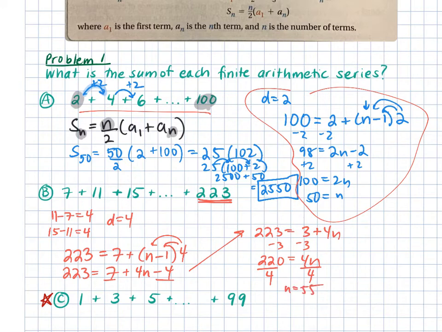So now that we have our n, we can do this formula here. I'm running out of room. S of 55 equals 55 divided by 2 times my first term, 7, plus my last term, 223. And we can do that in a calculator. 7 plus, well, we don't have to do 7 plus 223. That is 230.